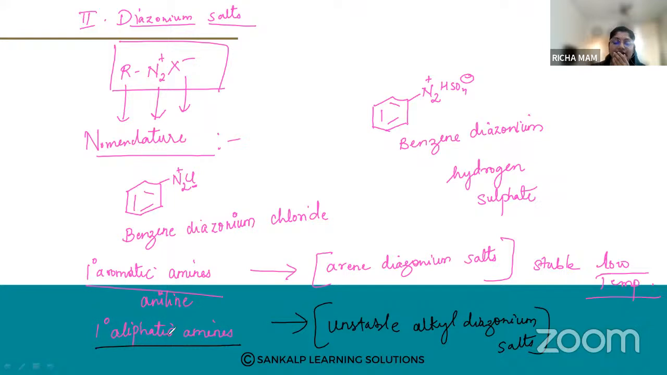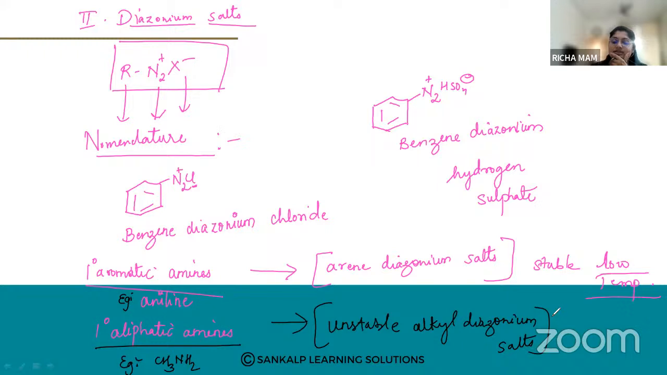Which is the example of aliphatic? Suppose I take methylamine, ethylamine. These are the examples of aliphatic amines. So when aliphatic amines are converted, they will form unstable alkyl diazonium salt. And these are unstable.